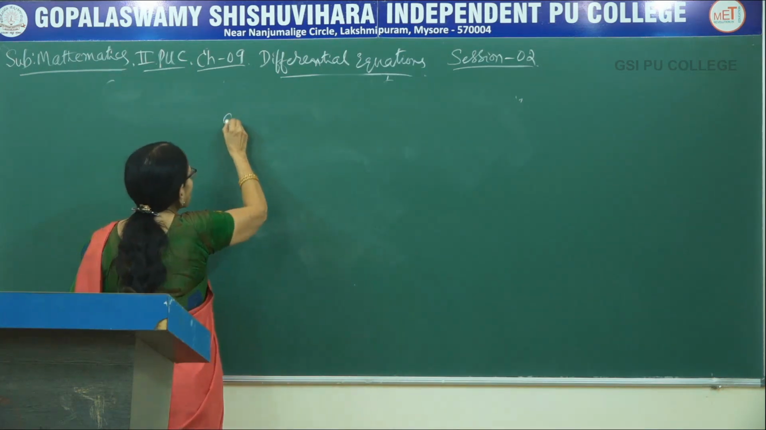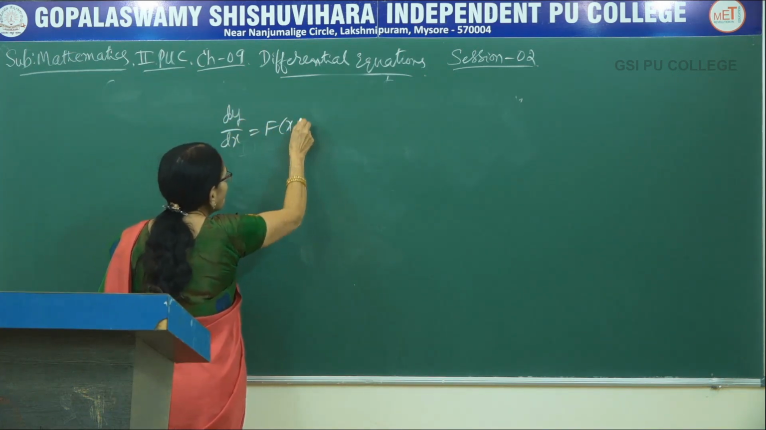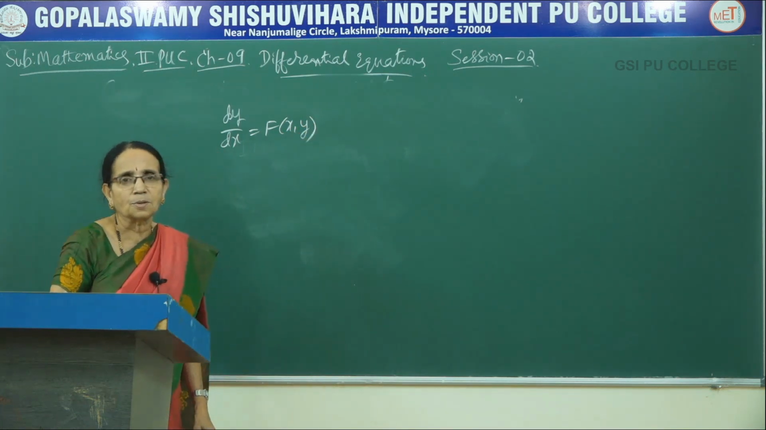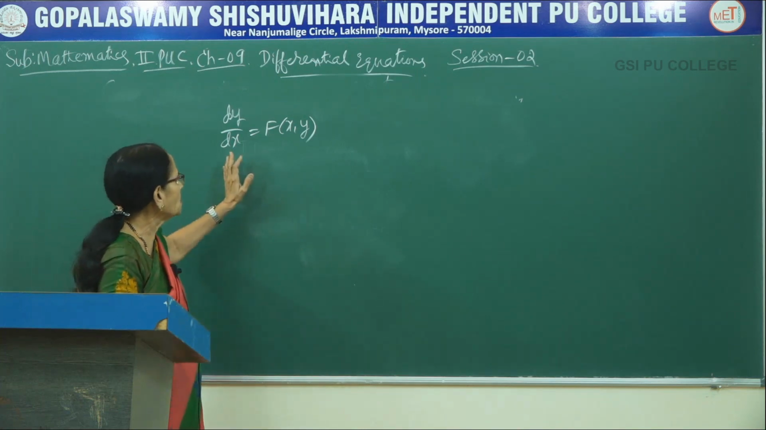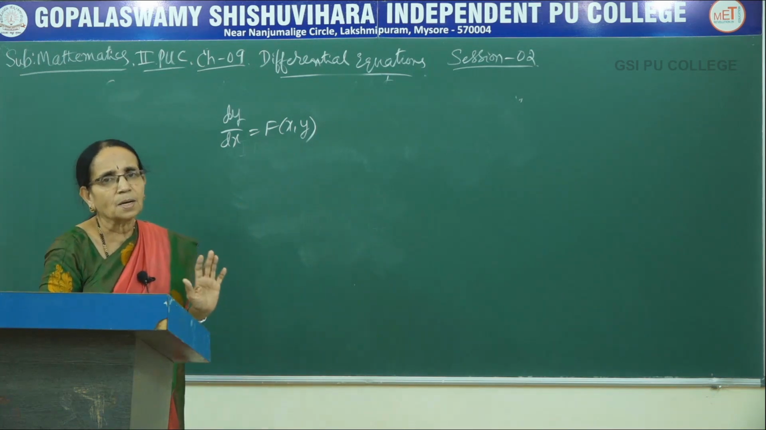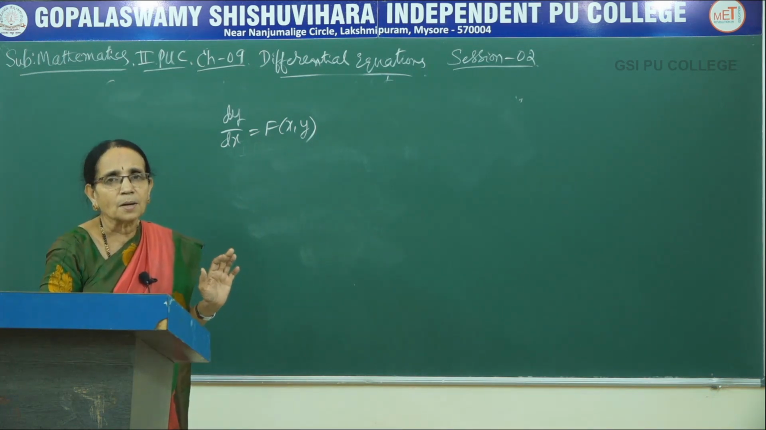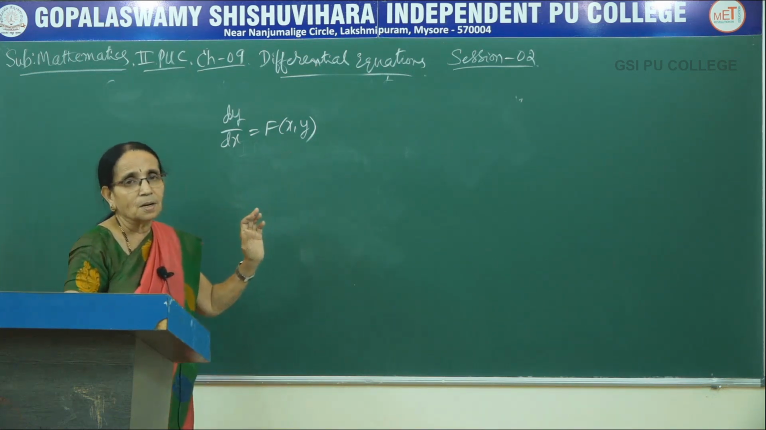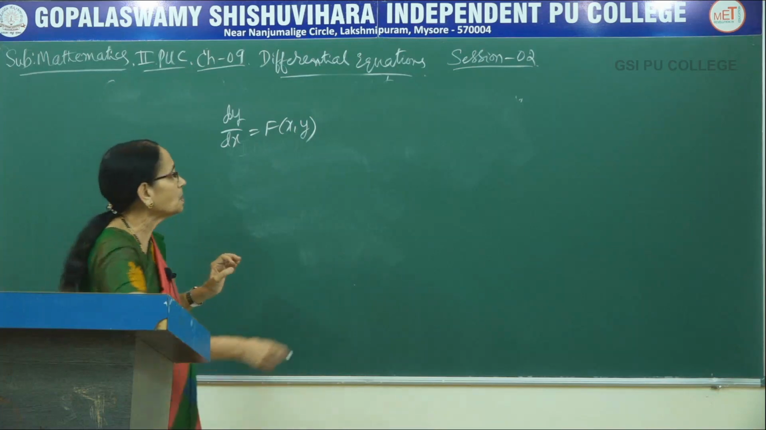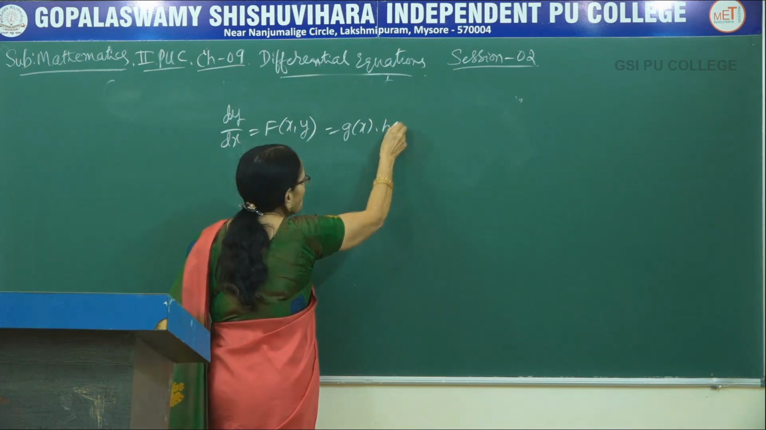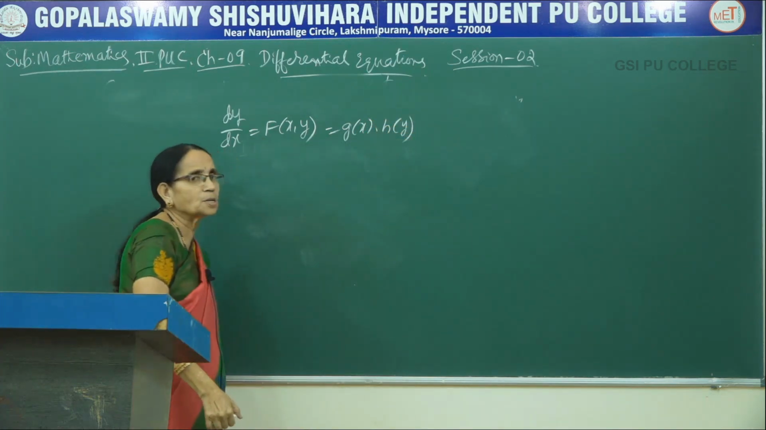Now, consider a first order, first degree differential equation. Let us assume it is of the form dy by dx equal to f of xy, that is dy by dx would be here, and some function would be on the right hand side. So, we have to integrate to arrive at the solution. Suppose the right hand side f of xy, if it could be written as a product of 2 functions, for example g of x into h of y.